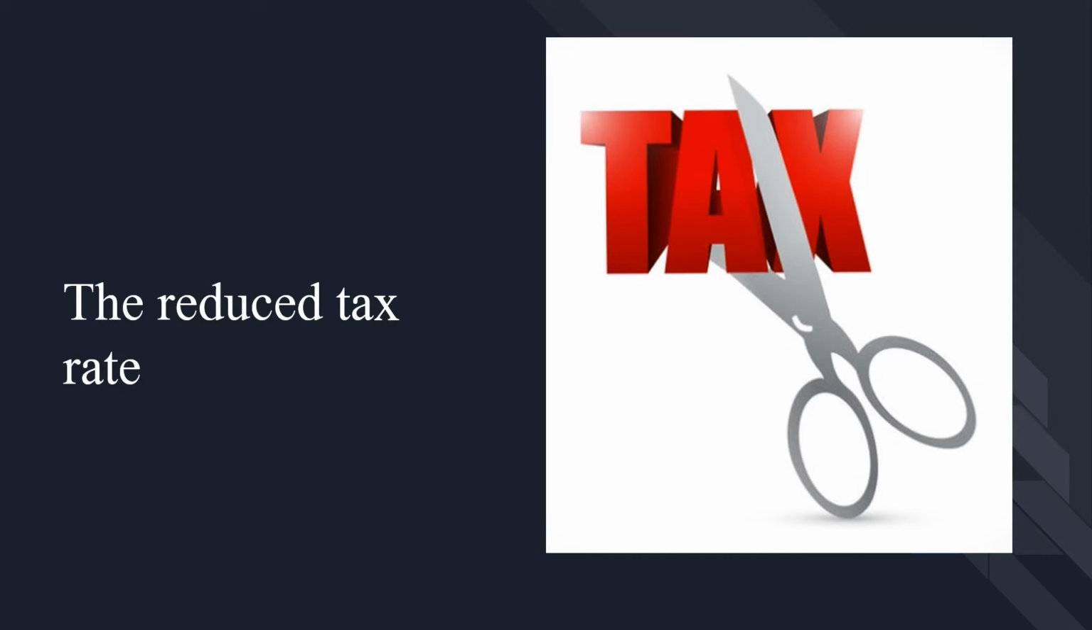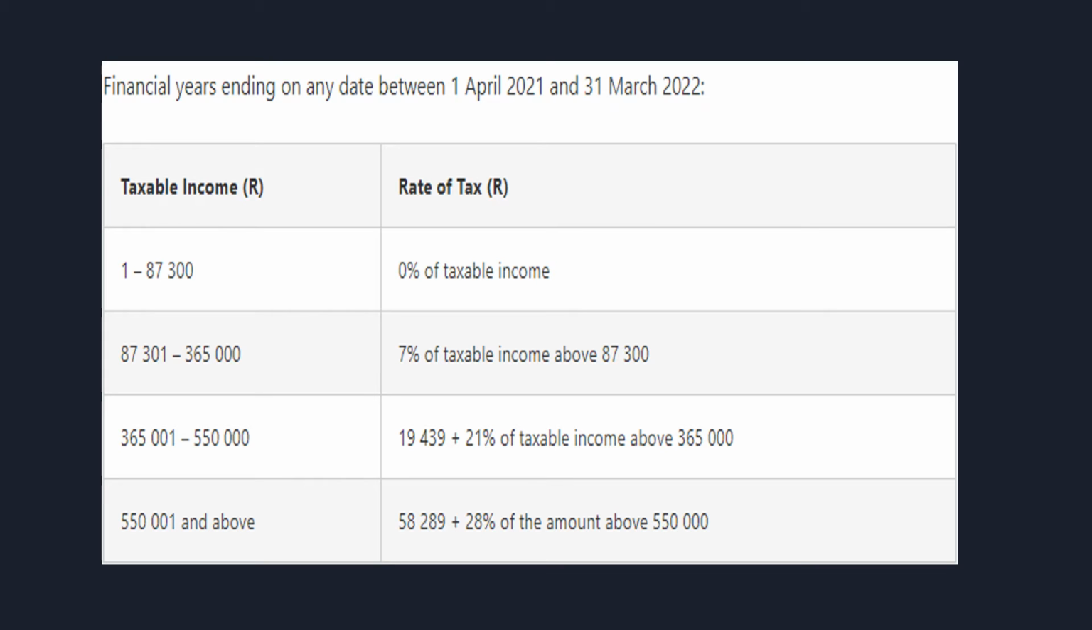When taxing the taxable income for small business corporation, a tax table is used instead of a company income tax rate of 28%. This is the tax table that is used. So this tax table that you see on the slide is specifically for financial years that are ending on any date between the 1st of April 2021 and the 31st of March 2022.